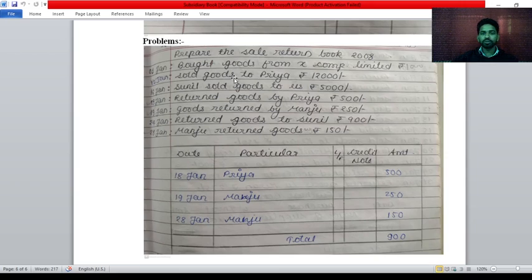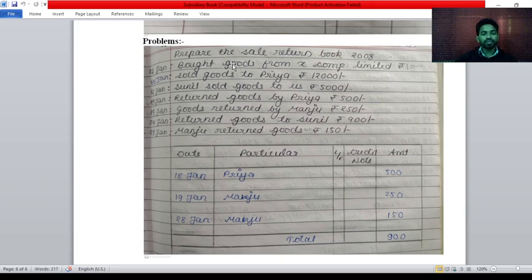Prepare a sales return book 2008. On 1st January, bought goods from X Company Limited rupees 1,000. So this is bought goods, a purchase transaction. The purchase transactions are not recorded in the sales return book.